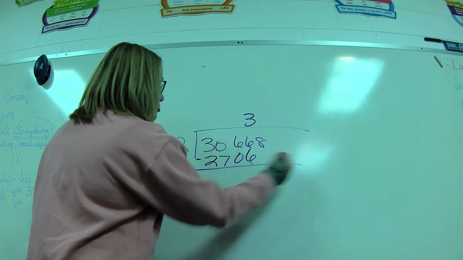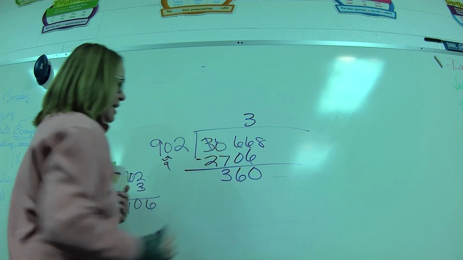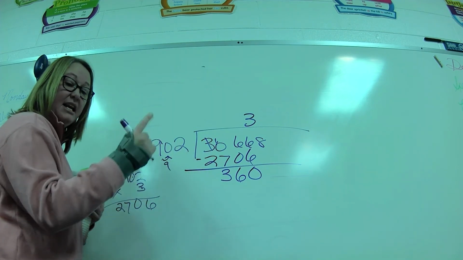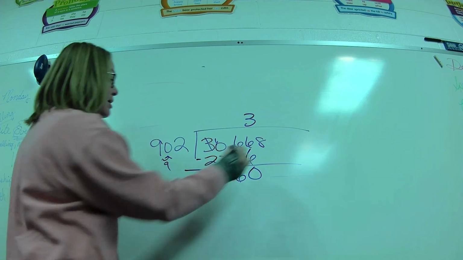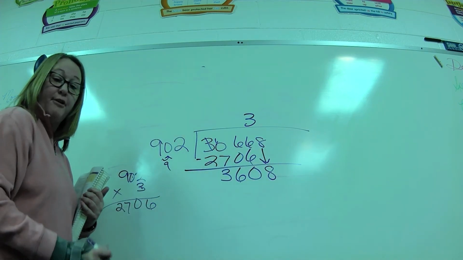And now I'm going to subtract 0, 6, 3. Now what do I do now? I need to bring down. Again, dead monkeys think bad. Divide, multiply, subtract, bring down. So let's bring down the 8. 9 can go into 36 4 times.